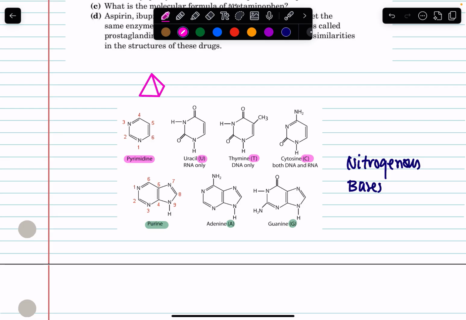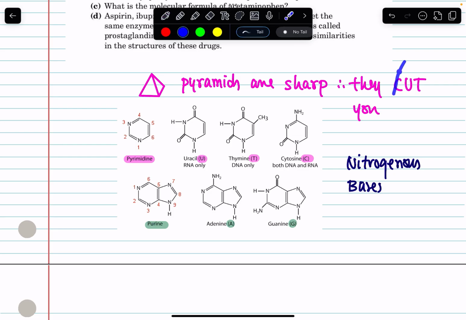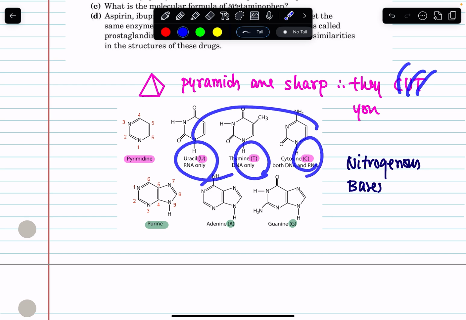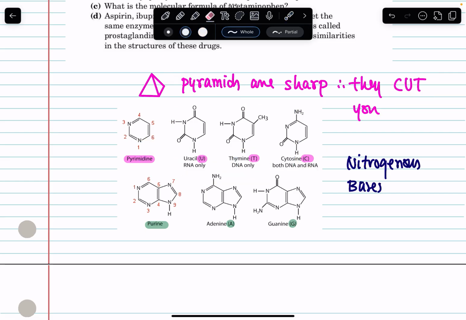The pyramids of Egypt, for example. So pyramids, for pyrimidine, pyramids are sharp, hence they cut you, right? And then remember, CUT is CUT. The pyramids, pyrimidine, are sharp, so they can cut you.